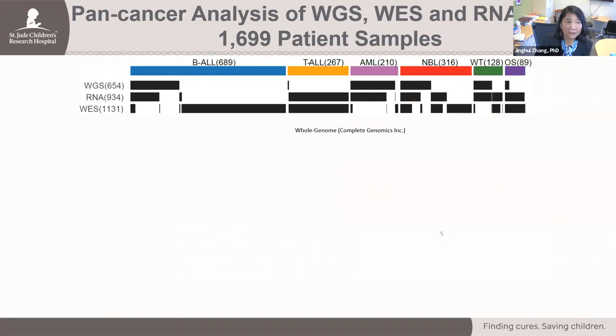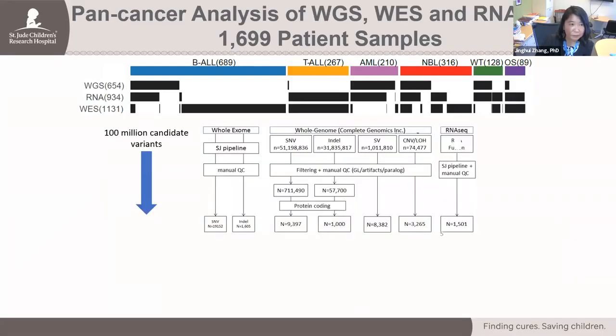So for the NCI TARGET project, we have analyzed close to 1,700 pediatric cancer patients that were analyzed by whole genome, whole exome, or RNA-seq on these 6 different subtypes. The whole genome sequencing by the TARGET project uses the Complete Genomics platform. And this company actually produces about 100 million candidate variants, due to some of the PCR artifacts involved in the sequencing protocol.